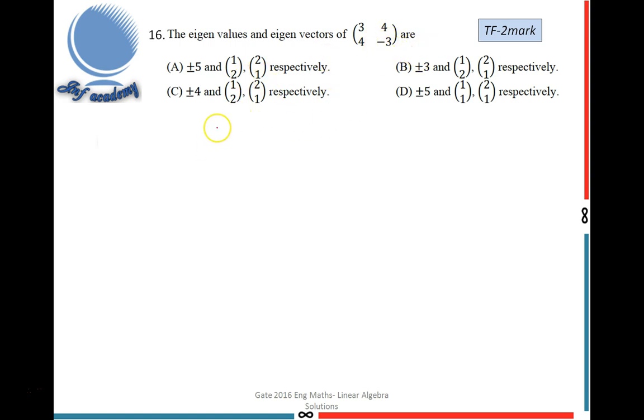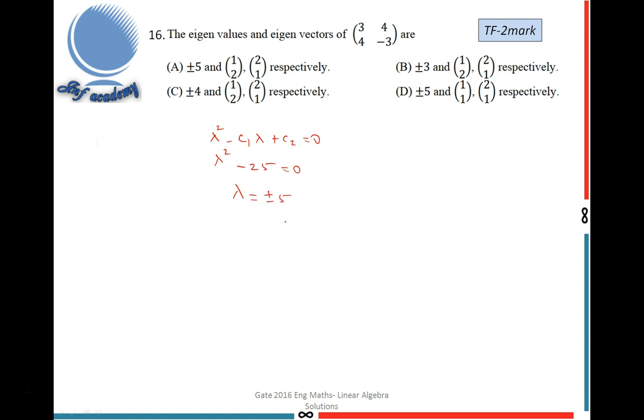I have to find the eigenvalues and eigenvectors. First, I write the characteristic equation lambda square minus C1 lambda plus C2 equal to 0. C1 is the sum of the principal diagonal elements. This is 0, so that term is 0. C2 is the determinant, minus 9 minus 16, so minus 25 equal to 0. Solving this quadratic equation, we get the eigenvalues are plus or minus 5.